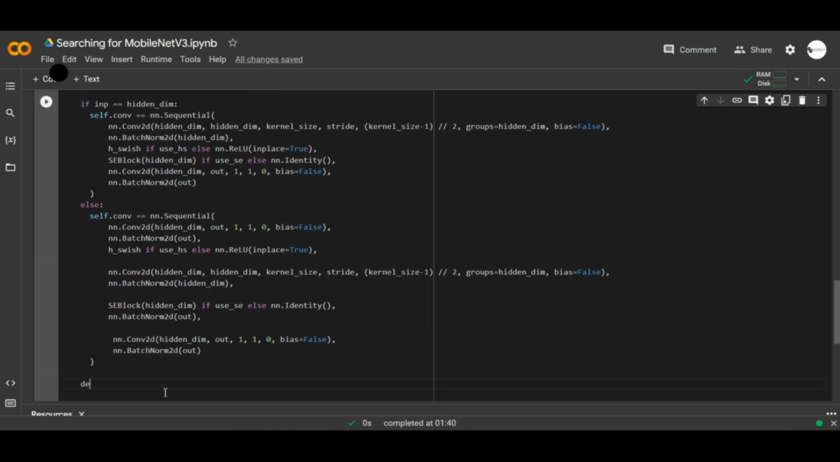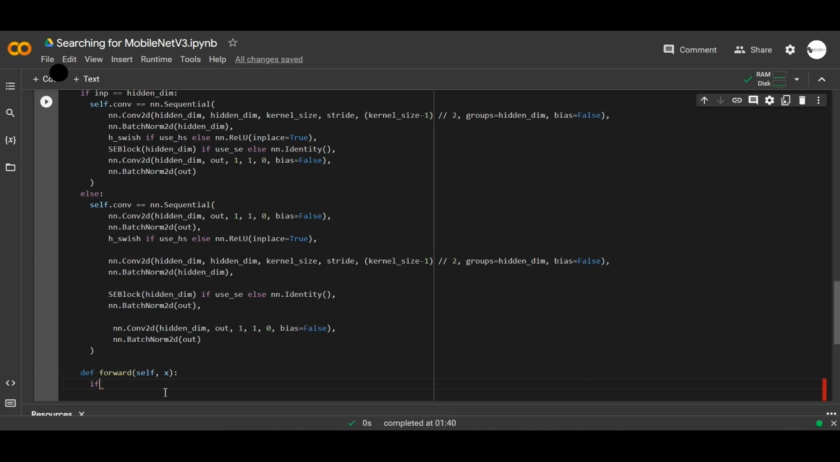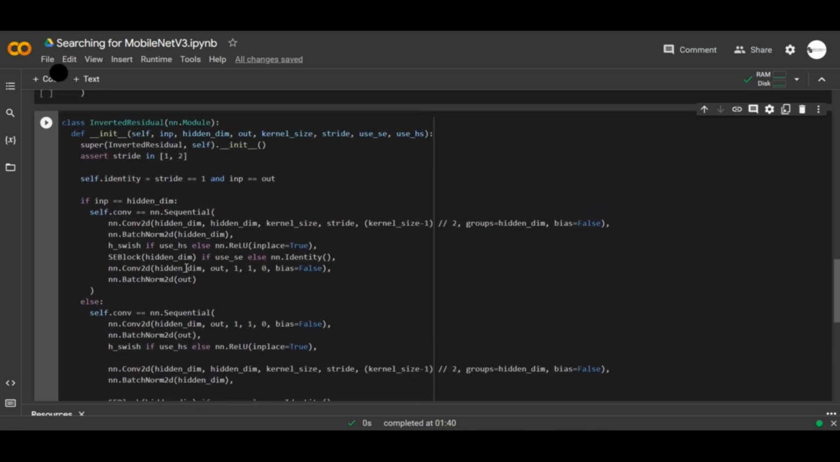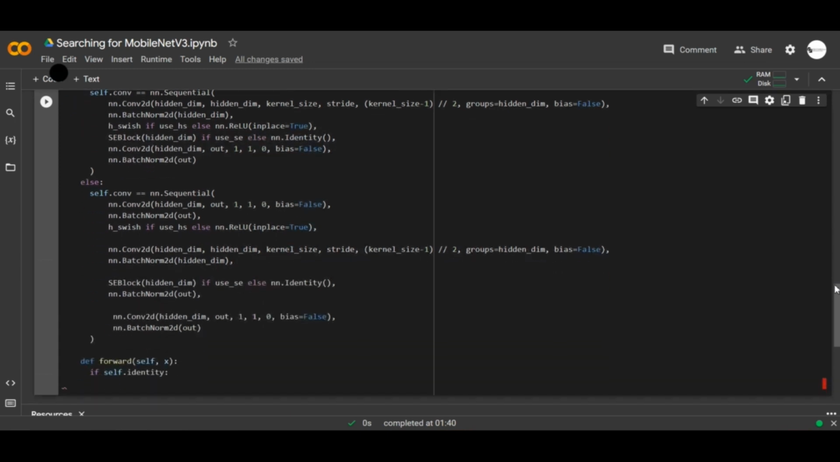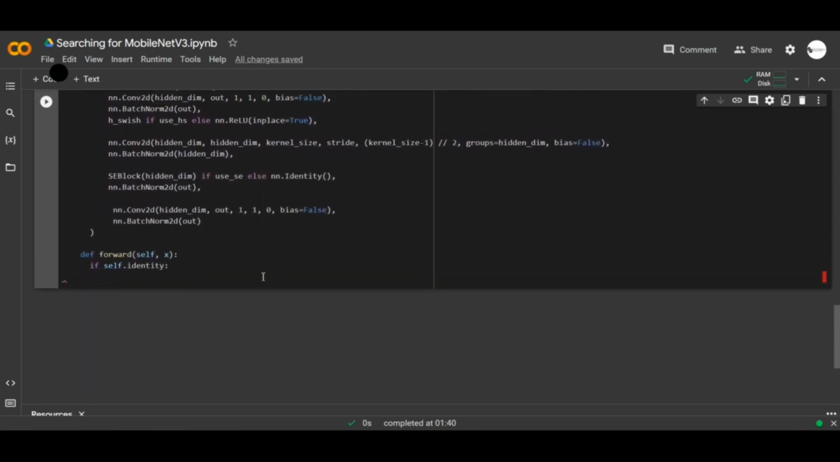Then finally we do the forward pass, which is gonna be forward, where we take self, x. Then we ask ourselves if self.identity. You still remember we said, let me scroll up, that if this is true, we need to add the input with the self.conv output. So it's going to be return x plus self.conv(x).